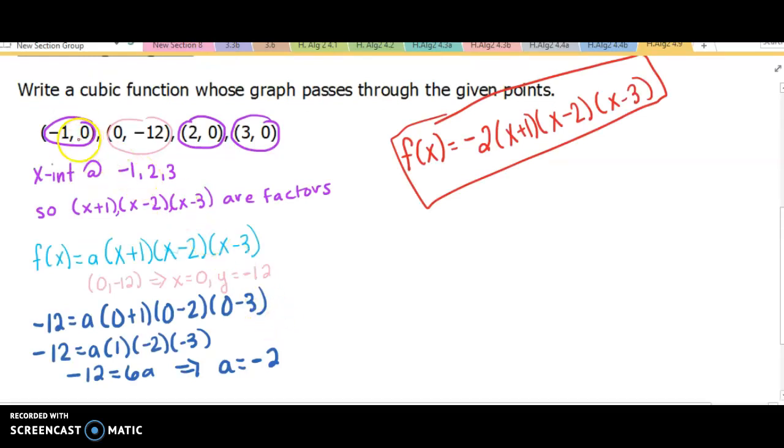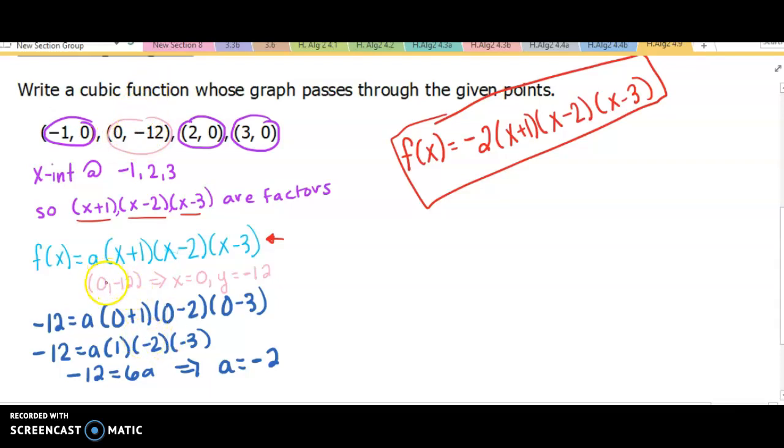Okay, now the ones in purple are my x-intercepts, which means I have factors of x plus 1, x minus 2, and x minus 3. So from just that, I get this equation in blue. Now the other point that I have that's not an x-intercept is this (0, -12).